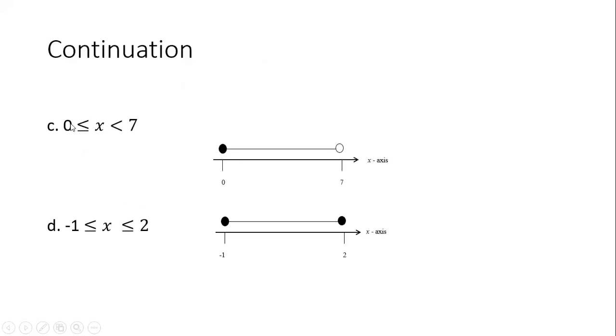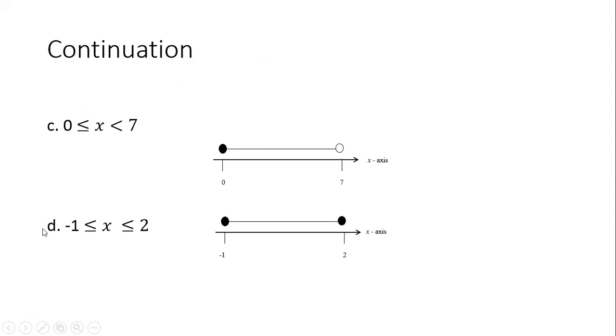Now, 0 less than or equal to x, x less than 7. So if it is equal to 0, we shade it. If it is less than, meaning x is greater than 0, so we have 1, 2, 3 on the line. Then if it's not equal to 7, it's not shaded. If it is less, we have 6. So the range of values will now be from 0, equal to 0, going up to, but not including, 7.